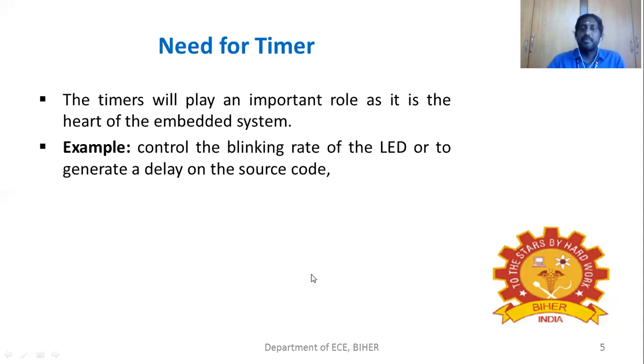An example for a timer is to control the blinking rate of an LED or to generate a delay in the source code. Suppose you want to activate an LED for particular seconds. For example, your LED will be on for 5 seconds. After that, it should be off for 5 seconds. Again, it is on for 5 seconds, and again it is off for 5 seconds. The entire operation uses a timer, and the time delay is generated by the timer. The 5-second time delay is generated by the timer. To generate this 5-second time delay, we need to fix a count value which is closely related to the oscillator frequency as well as the real time.